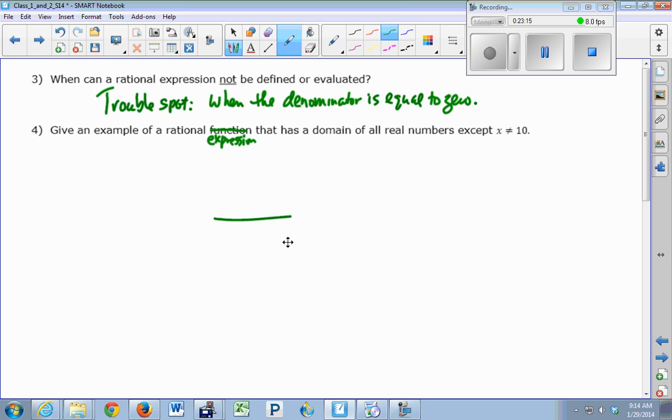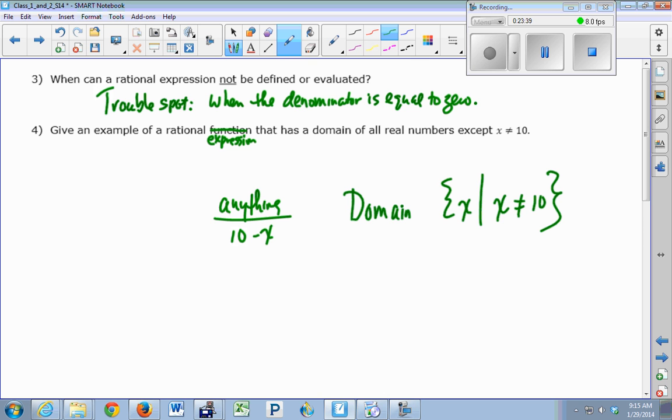Yeah, Chris? Yeah. 10 minus x. Anything over 10 minus x. Do you see how that would get you into trouble? Because if x were 10, we'd have a 0 downstairs. So the domain for this is the set of all numbers x except x can't be 10. So you're kosher as long as you're any number in the whole wide world except for 10. Any questions on that before we move on?